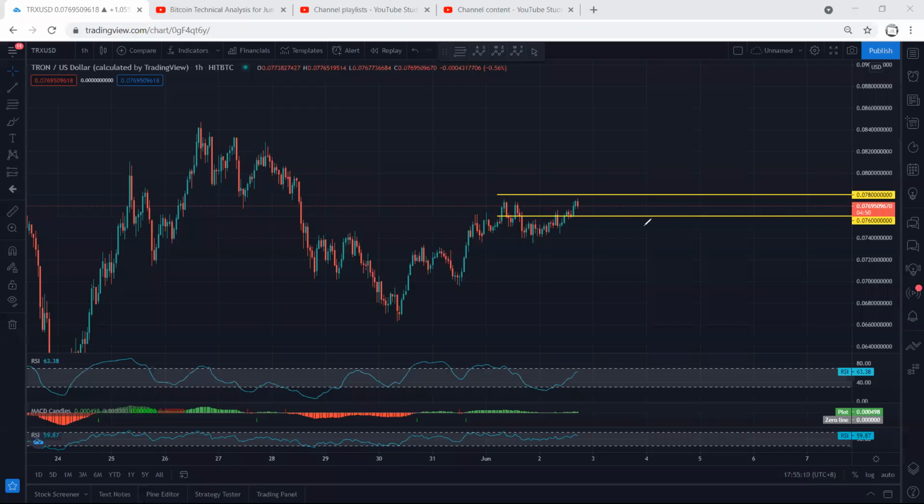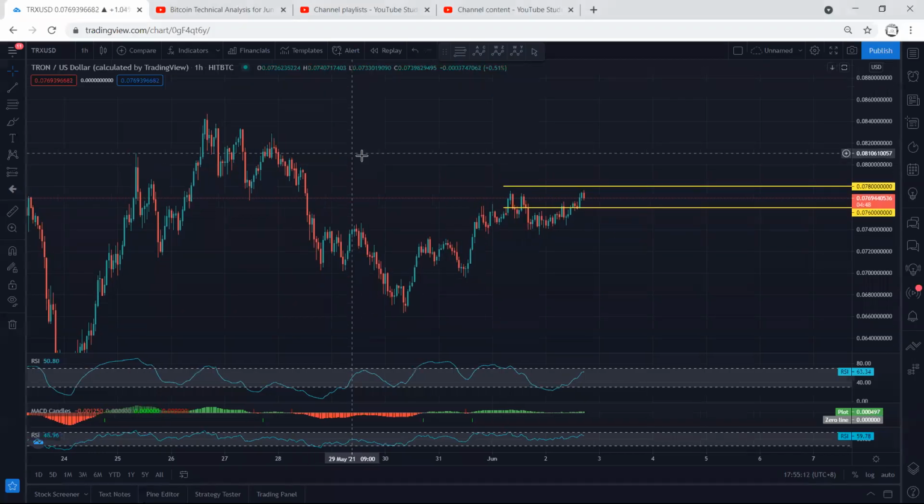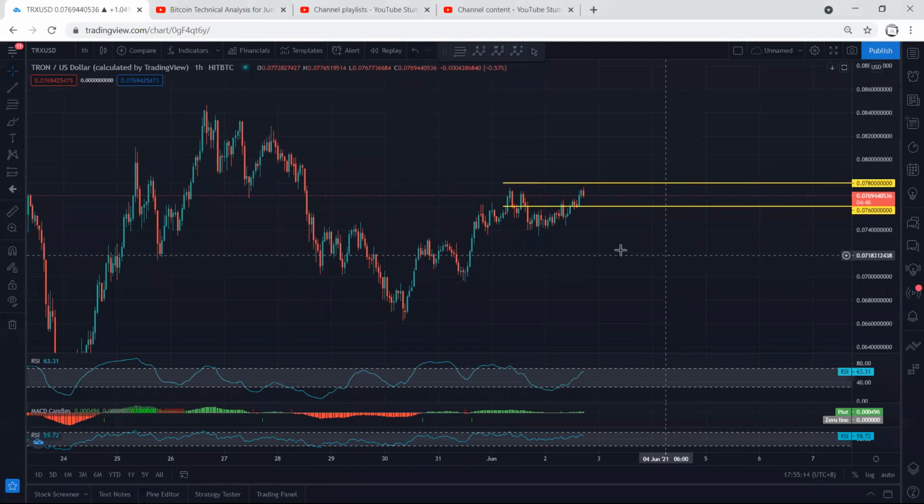We start with the 1 hour chart. We want to see how we can look for trade. If we refer to our analysis, since the price was within this move, we have been looking for buy, and we put 0.076 followed by 0.078 as a target.